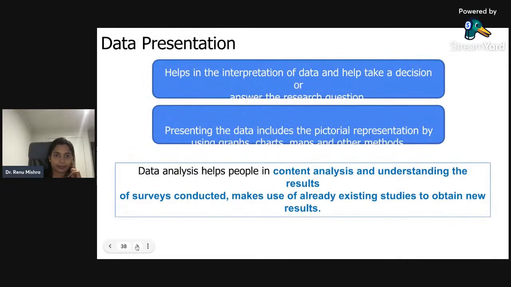Now once you are done with the data analysis, the question comes of how to present it, how it should be shown to people. Data analysis helps us understand what exactly the data means. Data presentation means deciding, on the basis of the data, what decisions should be taken. We do that with the help of data visualization tools, like graphs, pie charts, and other methods.